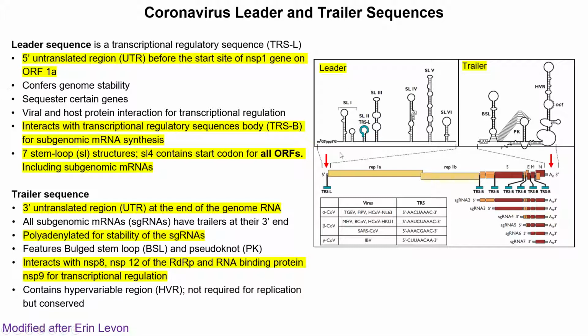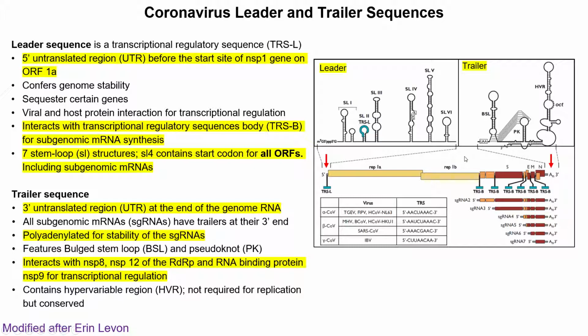So here we are looking at the leader and the trailer sequence. If you just look at the leader, you can see that there are so many stem loop structures for RNA binding protein interaction. And here is your TRS-L. And right here, you have the trailer sequence with extensive stem loop structure and some pseudoknots as well.